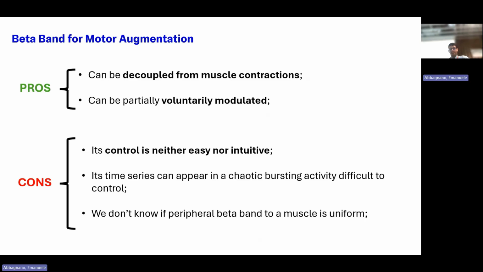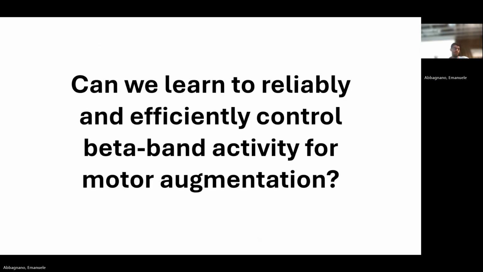And importantly, we don't know if peripheral beta band to a muscle is uniform. We extract it at some contraction level, but is the beta band that we are extracting at that contraction level the same as the one we extract at another contraction level? Meaning, is the beta band projected uniformly to the entire motor neuron pool of a muscle? So the final question is, can we learn to reliably and efficiently control beta band activity peripherally for motor augmentation?